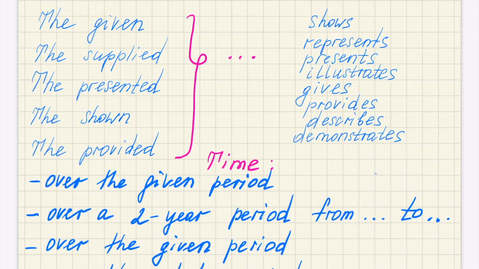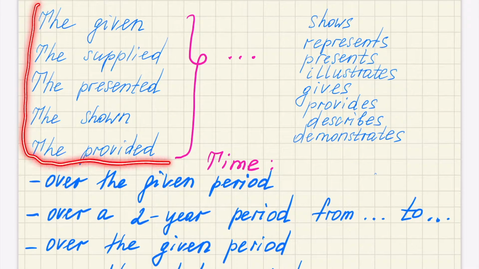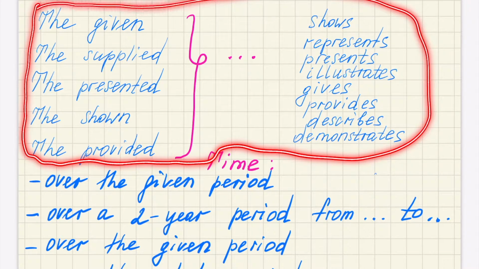spending on household between 1999 and 2010, let's say. You can just paraphrase what is given in your task and write the introduction part by means of these synonyms and this structure.